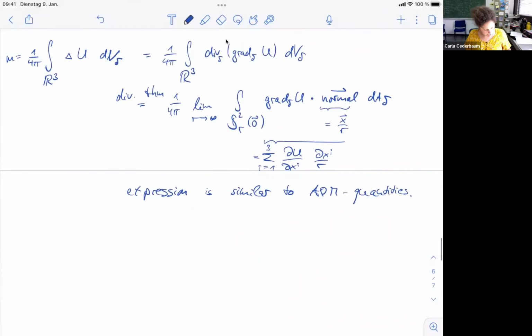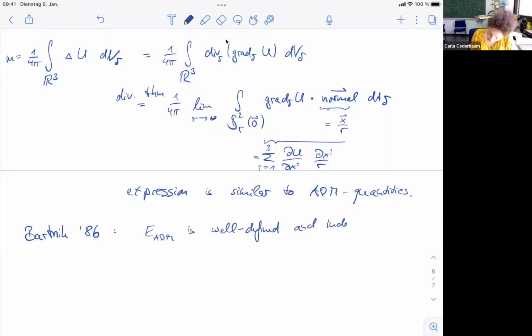Okay, cool. Thanks. So now that we looked at this in Euclidean space, let me state the theorem that somebody already implicitly asked about. There's this theorem by Robert Bartnik from '86 who says that E_ADM is well defined and independent of coordinates if theta is bigger than 1/2. And the way he proves this is very similar to what I just showed you for the Newtonian case.